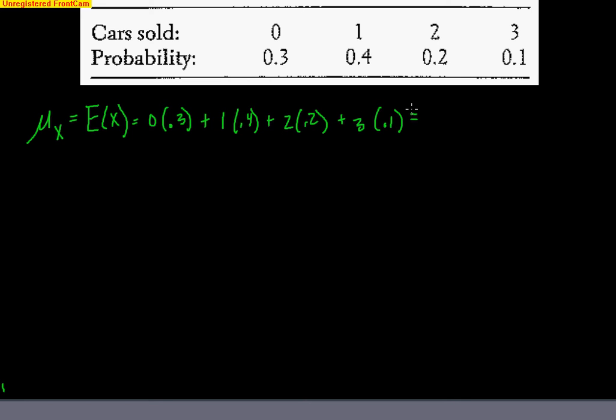So if I do this over the course of the long run, 0 times 0.3, I really don't need to do that because I know that's going to be 0, but do it anyway just to make sure you're following suit. 1 times 0.4 plus 2 times 0.2 plus 3 times 0.1, and I get 1.1. So over the course of many, many days of selling cars, I expect to sell an average of 1.1 cars in the long run.